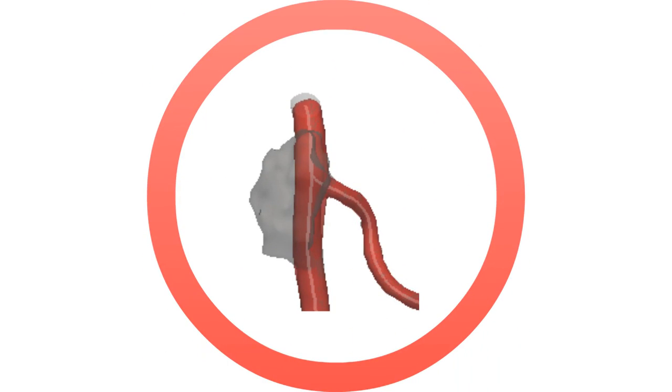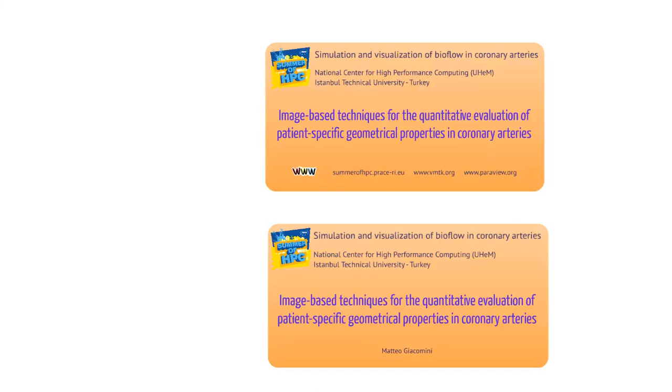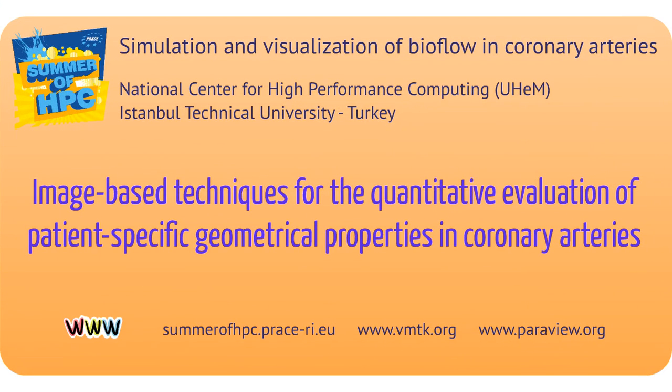So, in order to summarize, we used image-based techniques in order to retrieve information about the geometry of the coronary arteries. Why did we focus on the geometry itself? Because we realized that this is a very critical step to be performed before being able to analyze the flow in the coronary arteries itself.